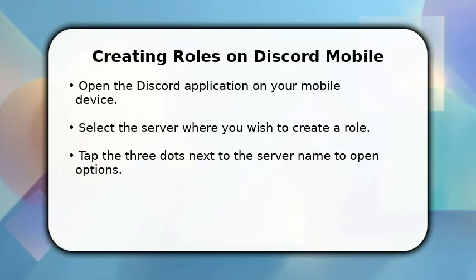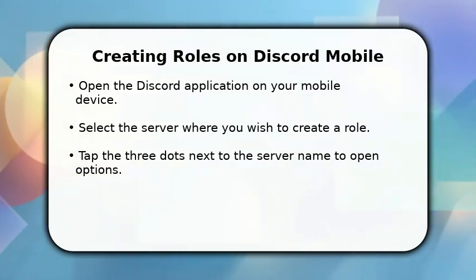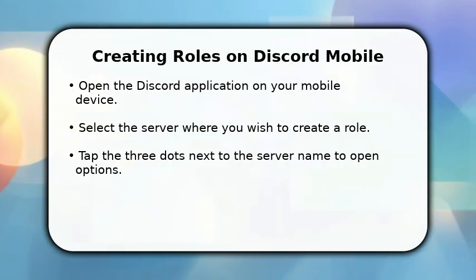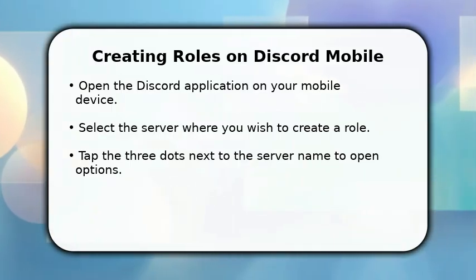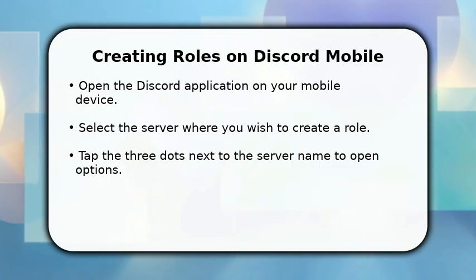In this video, I will show how to make roles on Discord Mobile. First, open the Discord application on your mobile device. Once open, navigate to the specific server where you want to add a new role. You can find your servers listed on the left side of the screen.